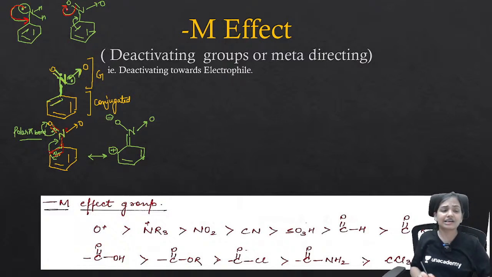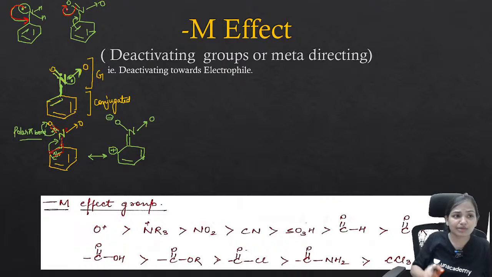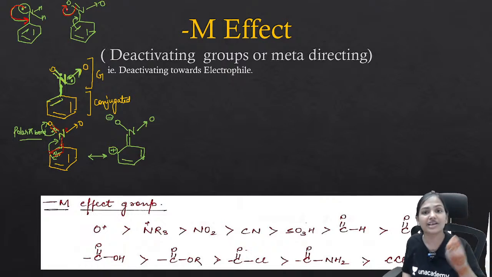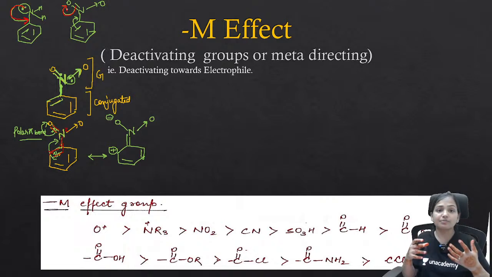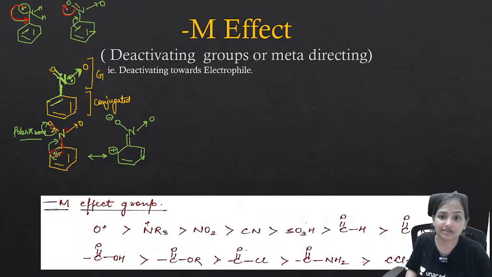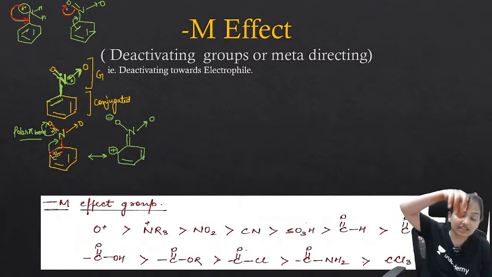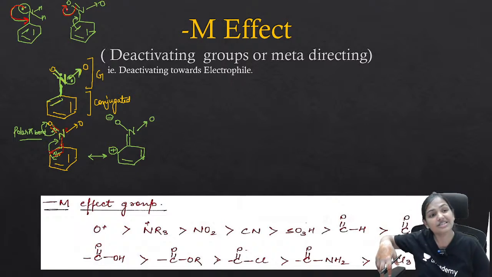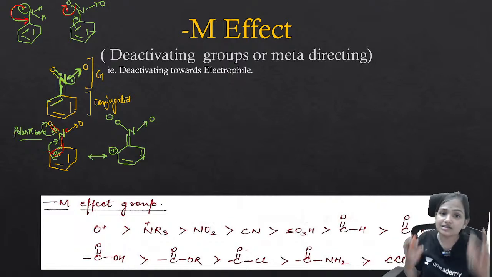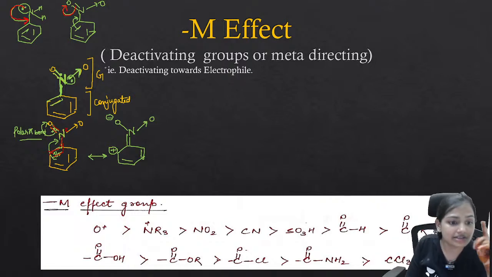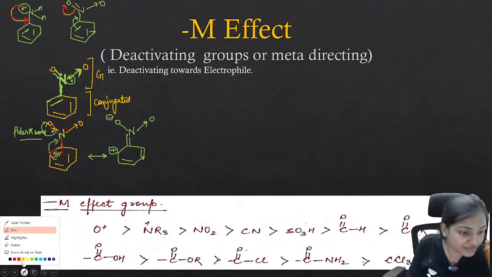So we can't say that anything is plus M or minus M just by looking at the nature of the atom. This is nitrogen. No, this is not the property of the atom, okay. This is the property of how the electron transfer is occurring, whether the electron transfer is towards the benzene ring or away from the benzene ring. This is what we have to focus on. Now I think this is very, very clear to all of you. We can move forward now.